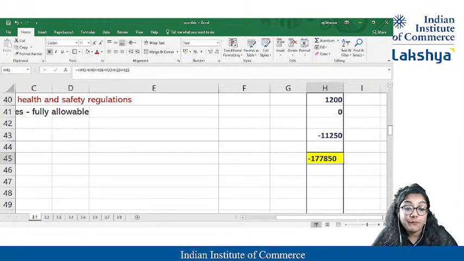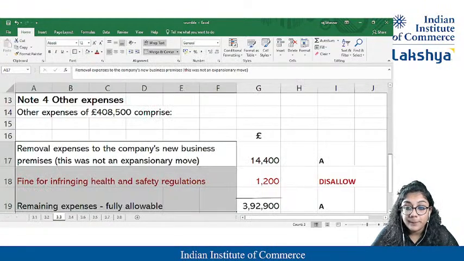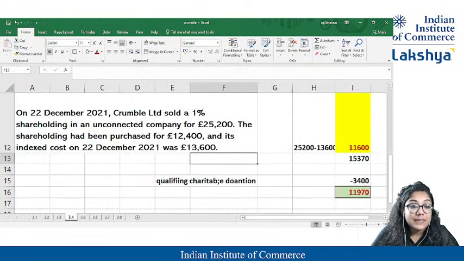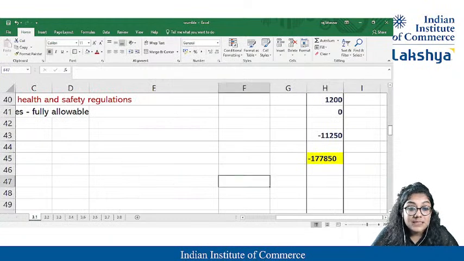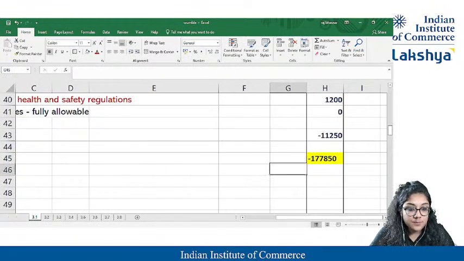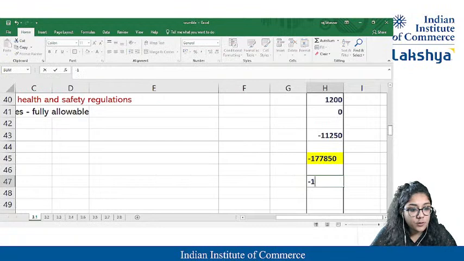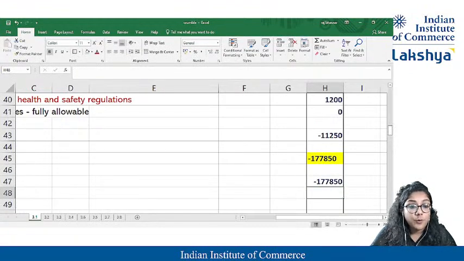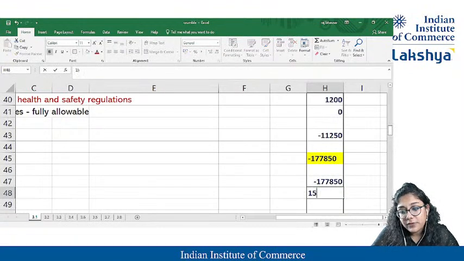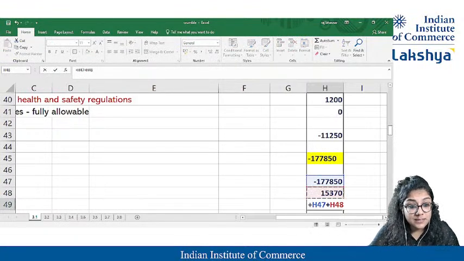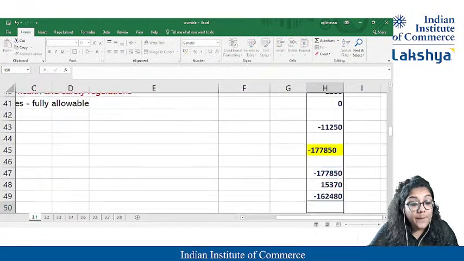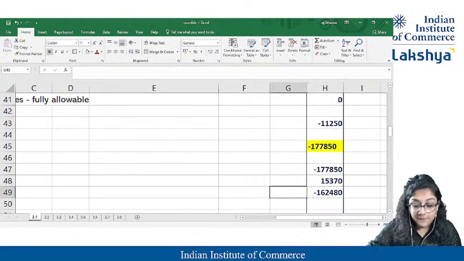But in the calculation of profits, which I got right now, what were my profits which I calculated over here? You calculated a profit of 15,370 before deducting that 3,400. 15,370 over here. So this is my loss. I can write it over here. My current loss is 177,850. My profits over here were 15,370. So students, what is my net loss? Guys, my net loss is this. So this is my net loss.